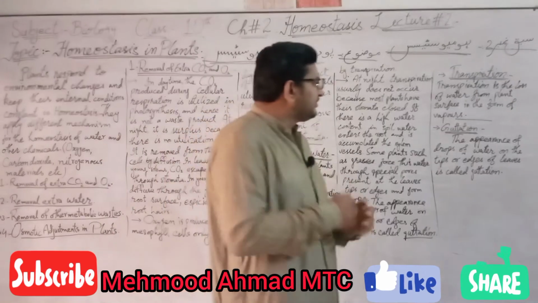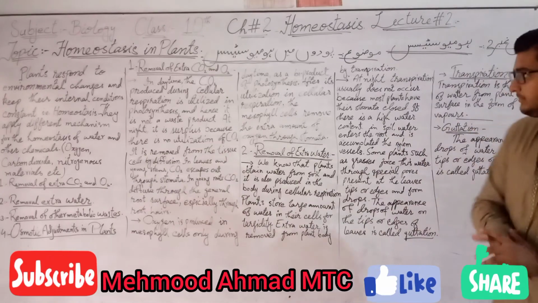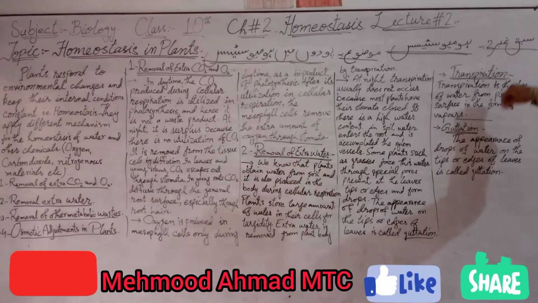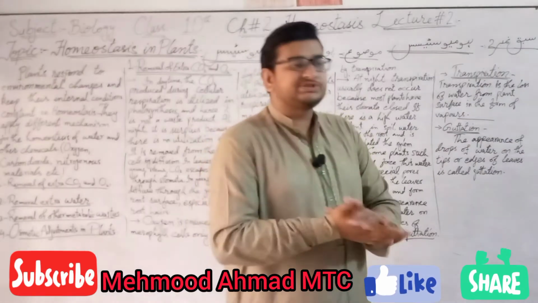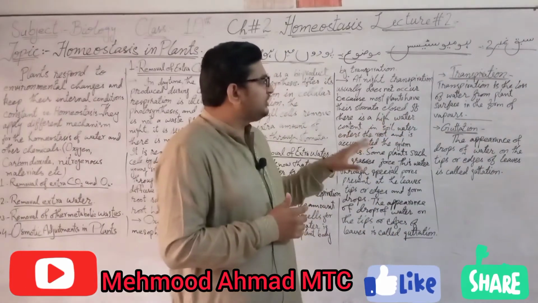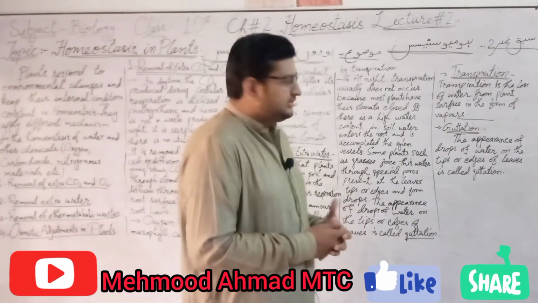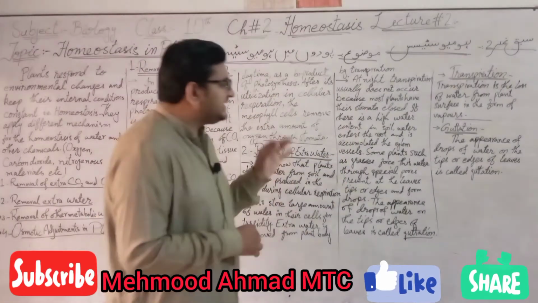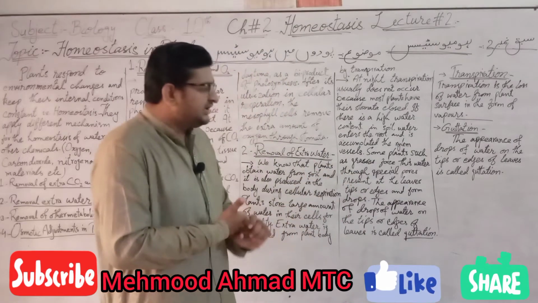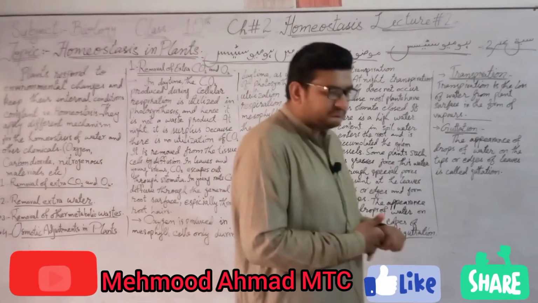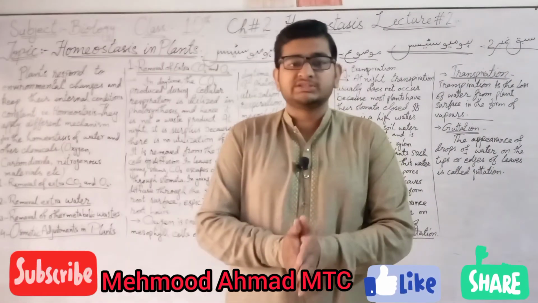So let's move towards the definitions of transpiration and guttation so we can remember them for a long period. What is transpiration? Transpiration, as we have studied earlier, is the loss of water from plant surface in the form of vapor. And what is guttation? The appearance of drops of water on the tips or edges of leaves is called guttation. I hope you have understood. So let's move towards the next topic.